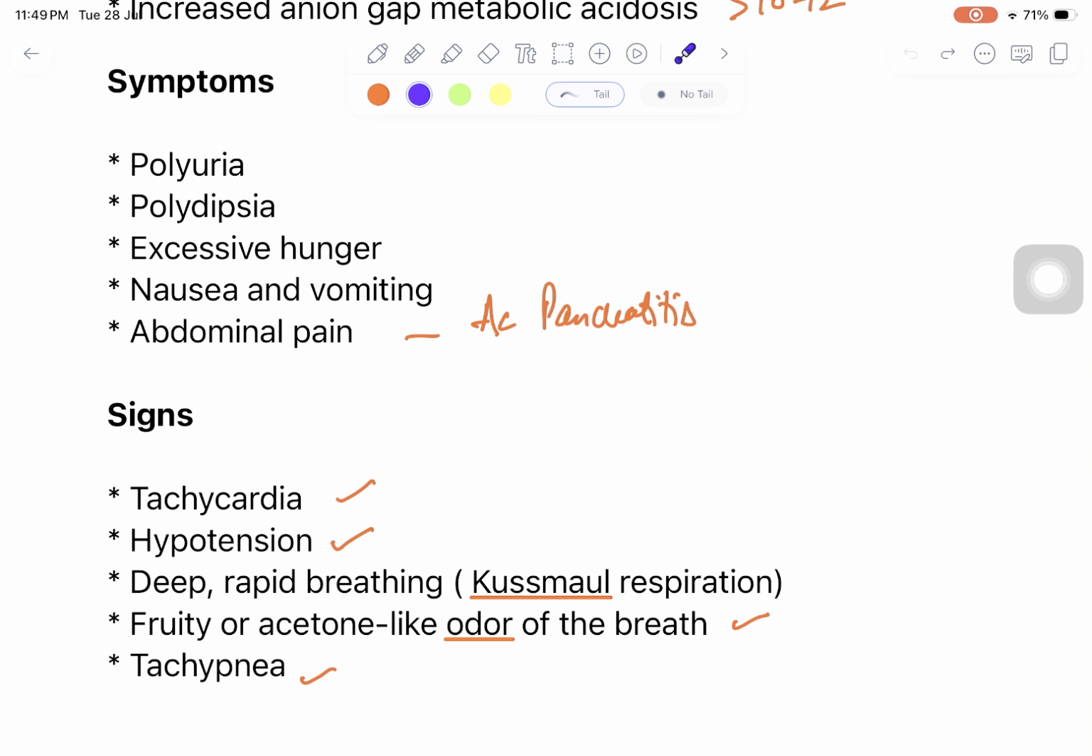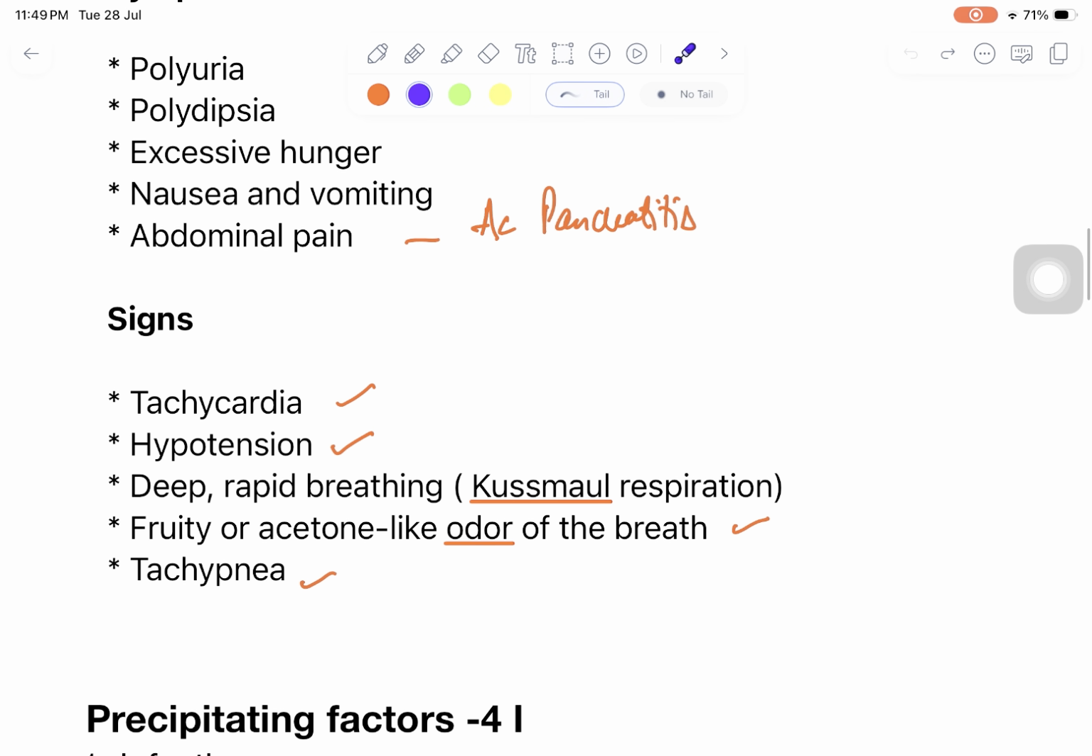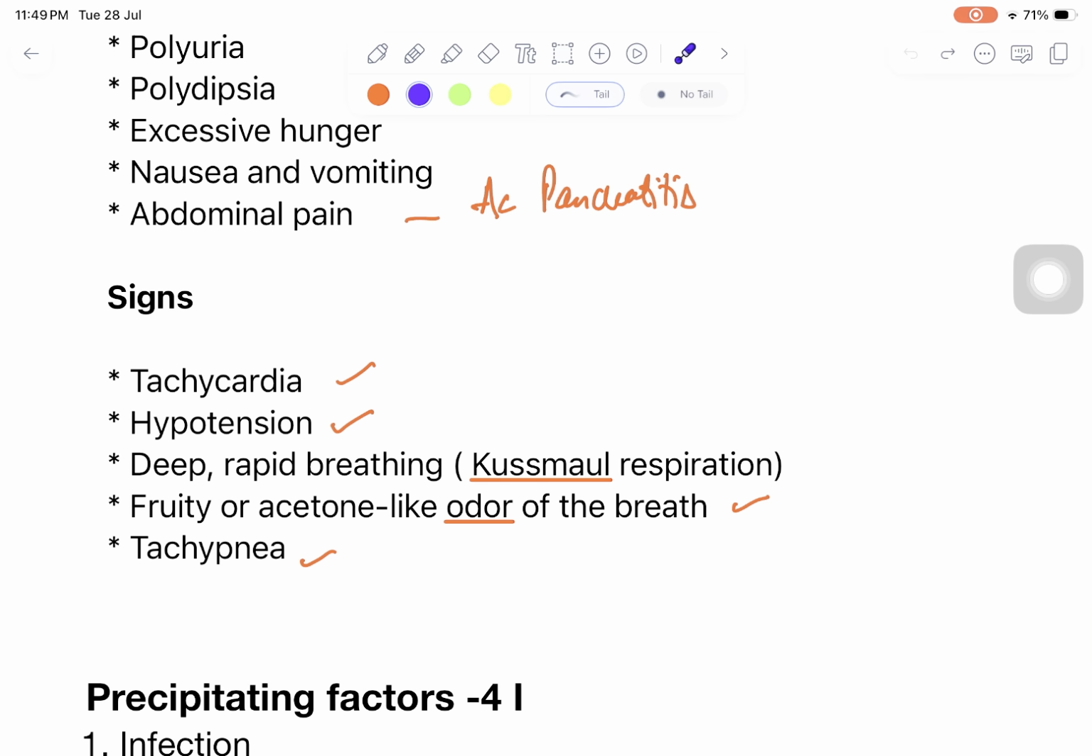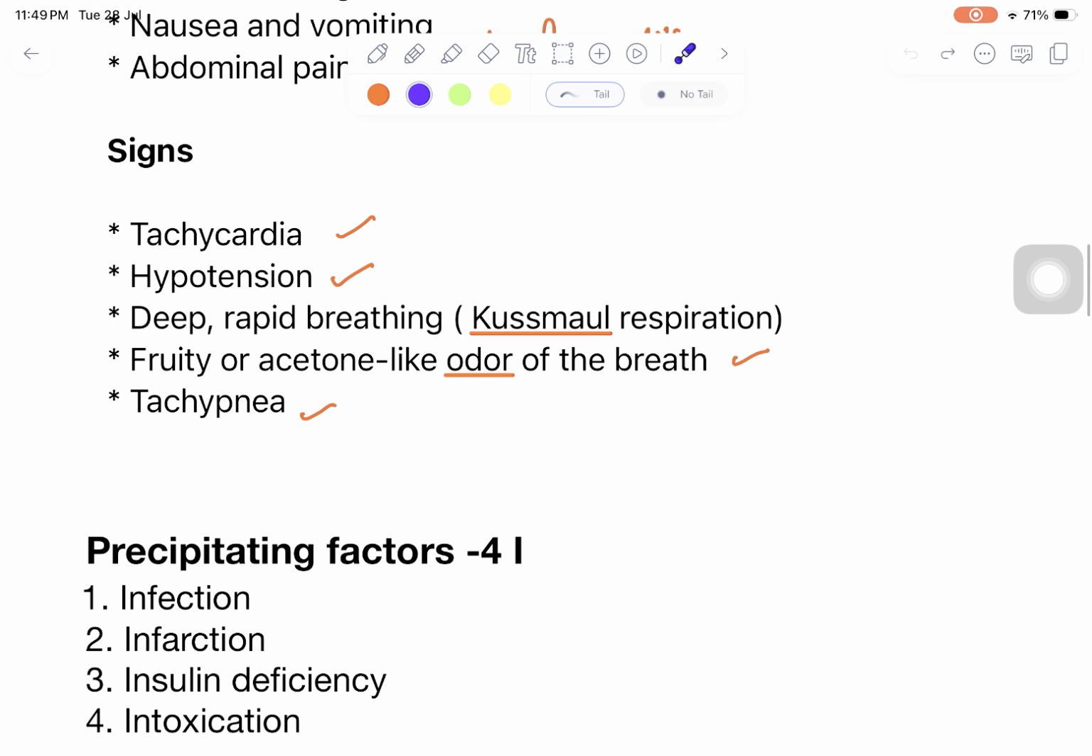Then you know the symptoms: polyuria, polydipsia, nausea, vomiting. In case of type 1 diabetes, it is due to the dehydration. Then there is abdominal pain. It can mimic acute pancreatitis, and you can go for serum amylase and lipase for acute pancreatitis.